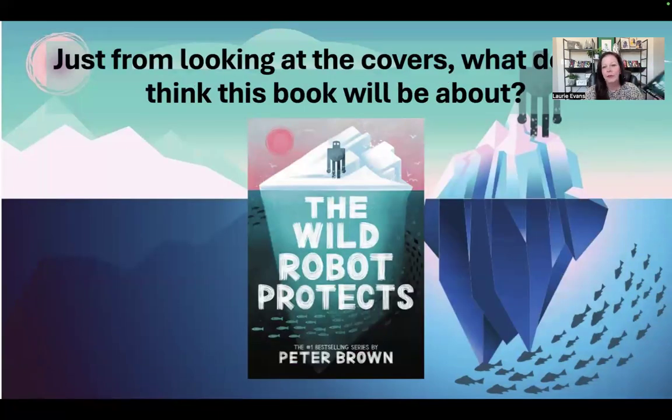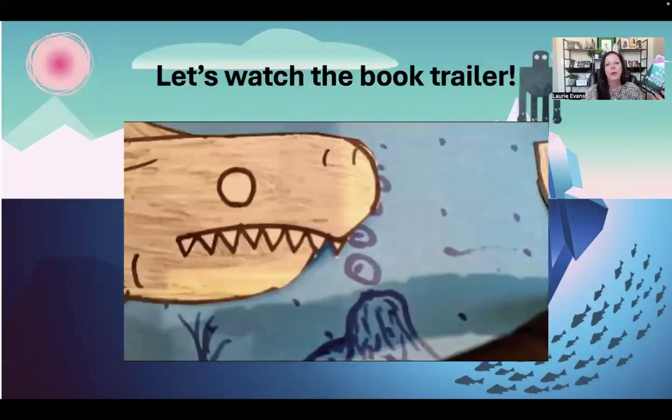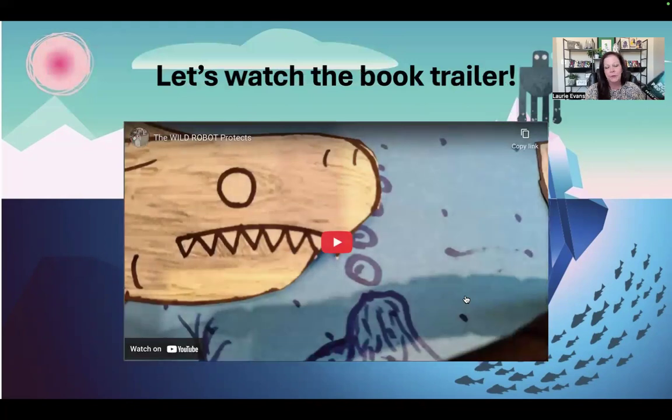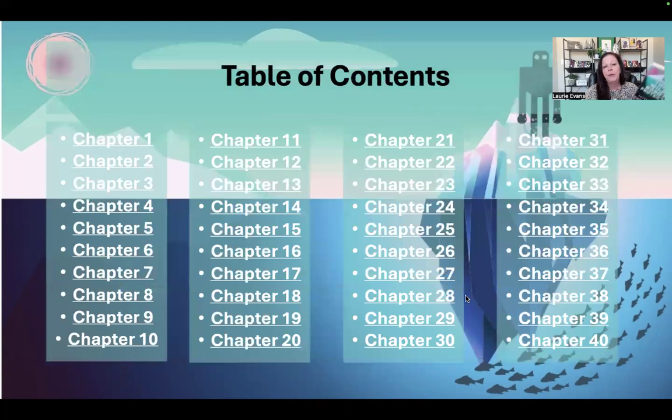You will start off just asking them what do they think it's going to be about. Just try to get some information from them, let them predict what they think it's going to be. Then I have the book trailer. This is one of many, but this was my favorite, so I put it on here. And then you have the table of contents. So what you would do here is, of course, you'll start off with chapter one, but let's say you're already in chapter 15. You will just click on chapter 15 right here, and it will take you straight to chapter 15, so you don't have to scroll and look for it.